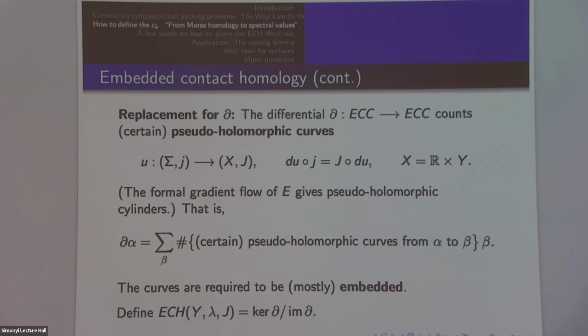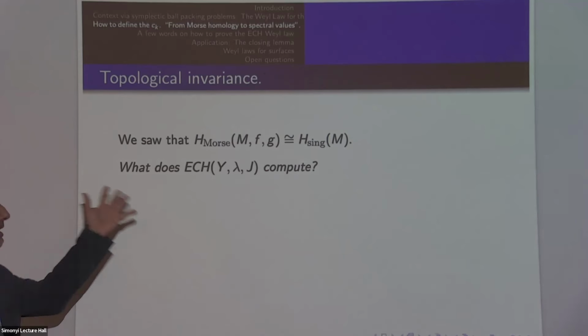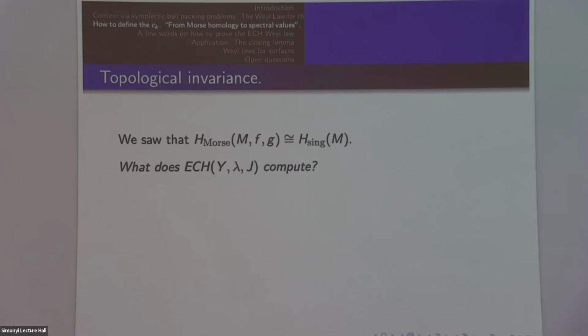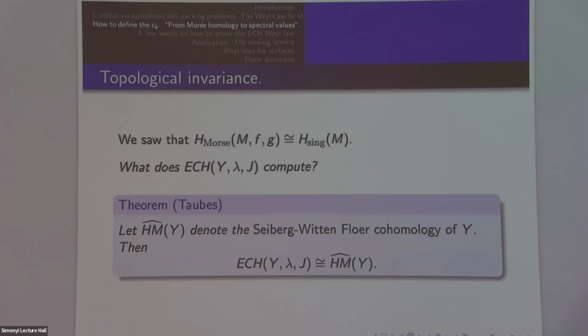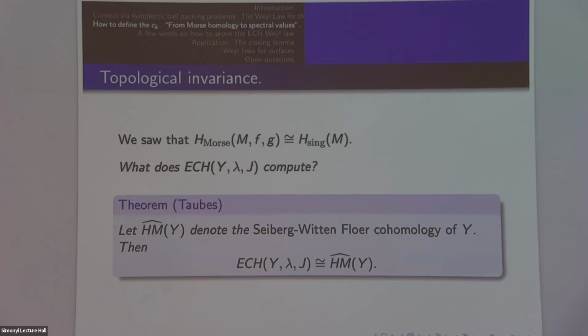Okay, so you can just take homology. That gives you this embedded contact homology. Now here comes something cool. Maybe it motivates for you why we had to make these rather subtle choices. In the Morse case, we got the singular homology of the manifold. What do we get in the ECH case? Well, Taubes has shown that you get the Seiberg-Witten-Floer cohomology of the manifold. So you get an interesting 3-manifold invariant this way.